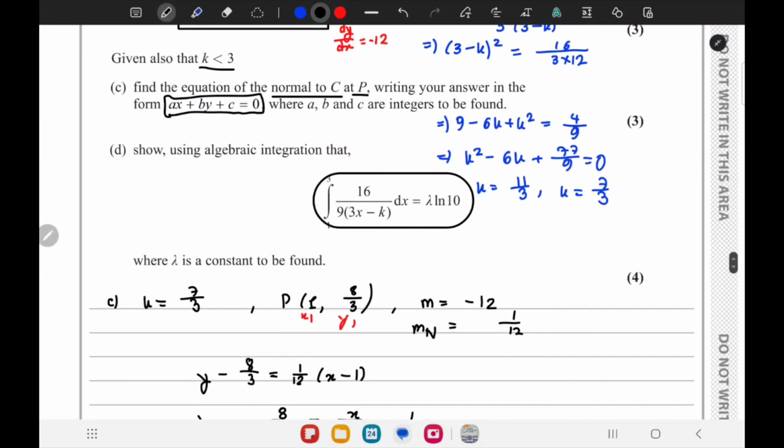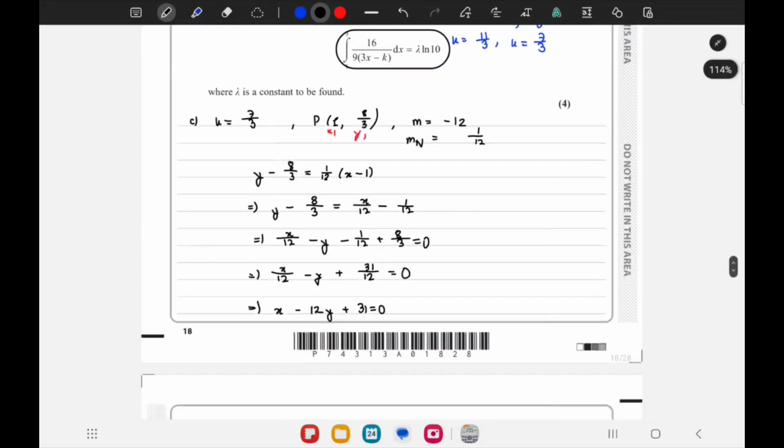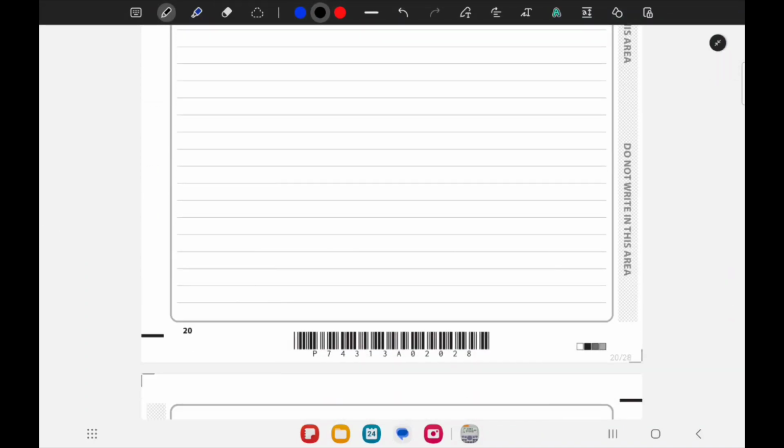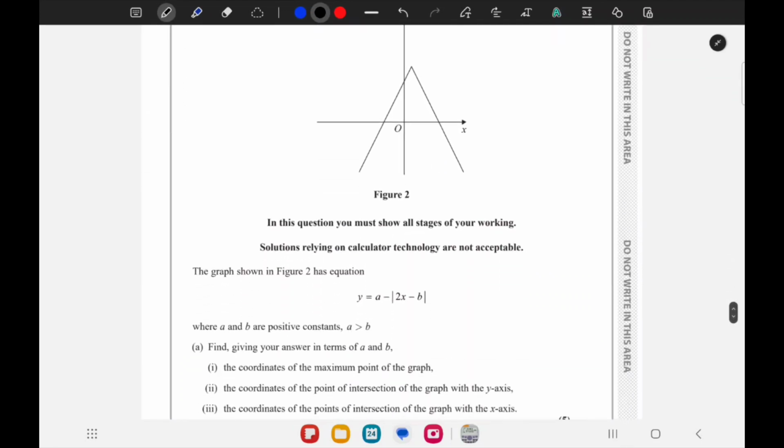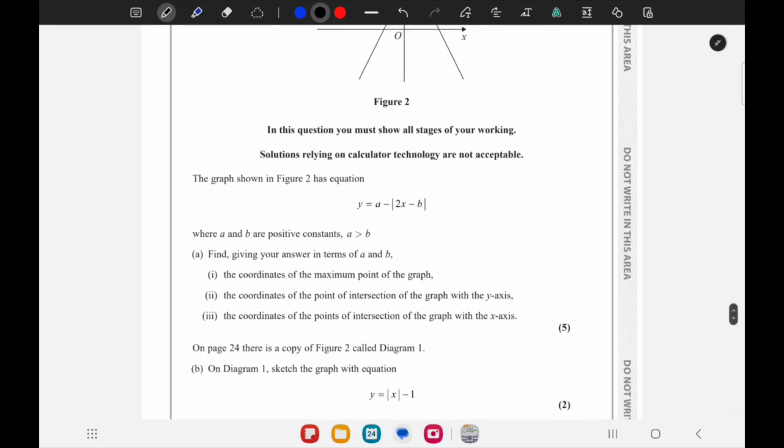That's it for question 7. Moving to question 8. This is a question about modulus. Now in part A we have some general questions about modulus and graphs related to that. We have to find the maximum point of the graph with this equation.